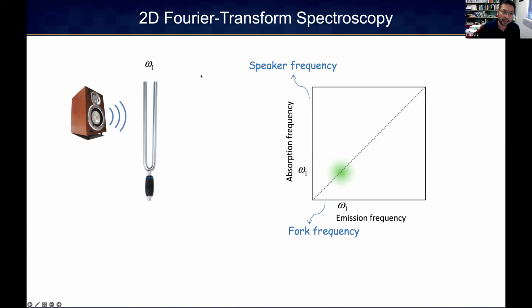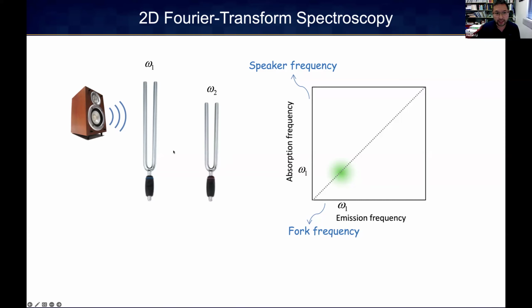We can think of the y-axis as the speaker frequency or the excitation frequency, and the x-axis as the fork frequency or the emission frequency. This will give you one peak on a 2D plane with the same absorption frequency and emission frequency. Therefore, this peak is going to be on the diagonal line. Now, of course, if your system is this simple, you don't really need to do that. There's nothing interesting about it.